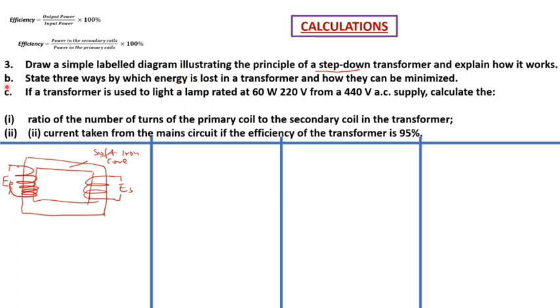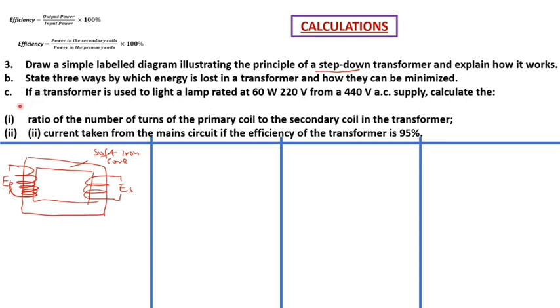Okay, B, state 3 ways by which energy is lost in a transformer and how they can be minimized. I think that was explained in the previous example. So you go to that place and look at the ways in which energy can be lost in a transformer and how they can be minimized. The 4 ways we have duly explained in that question.